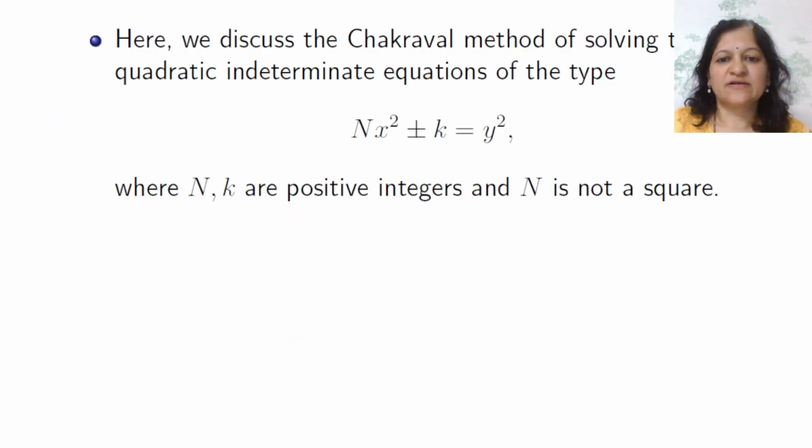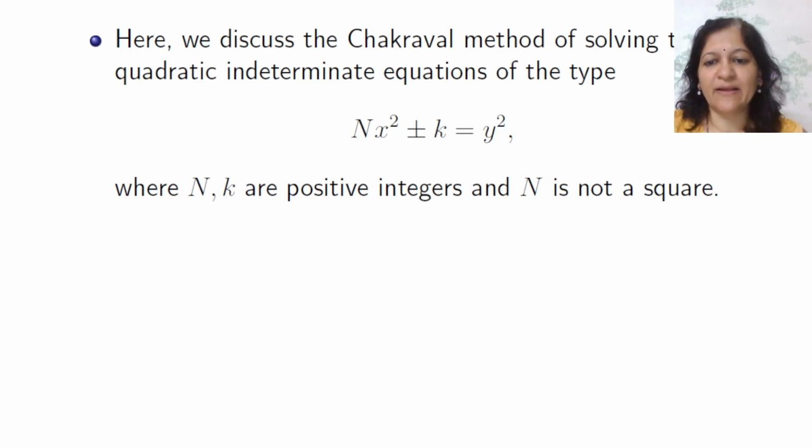Here we discuss the Chakravala method of solving the quadratic indeterminate equations of the type Nx square plus or minus k equal to y square, where N, k are positive integers and capital N is not a square. If capital N is a square or k is a negative integer, then the equation has only finitely many solutions. And in this case, where N, k are positive integers and N is not a square, there are infinitely many solutions.